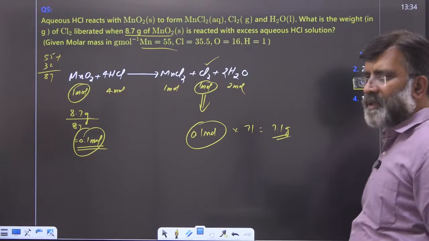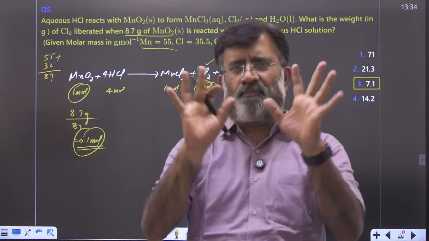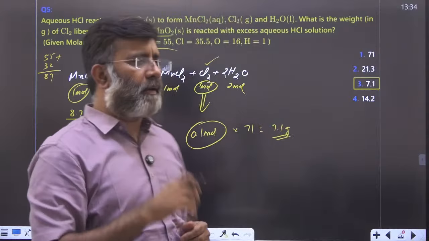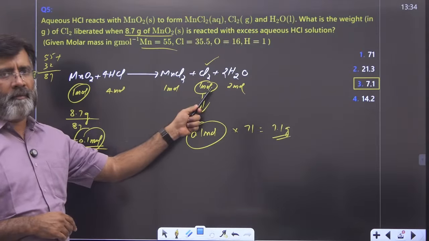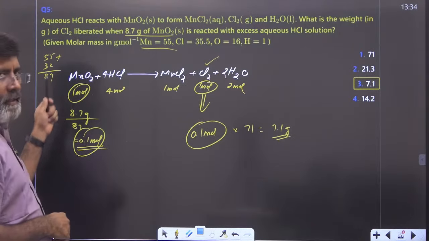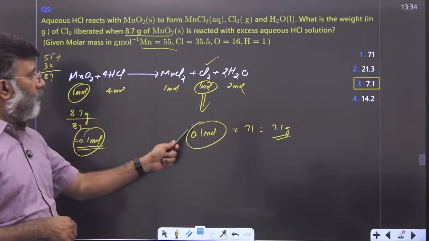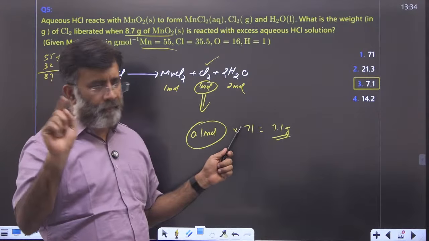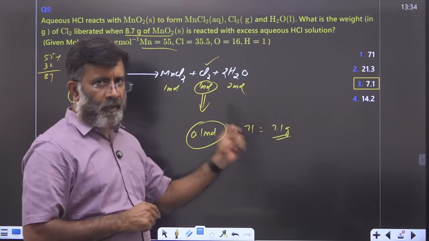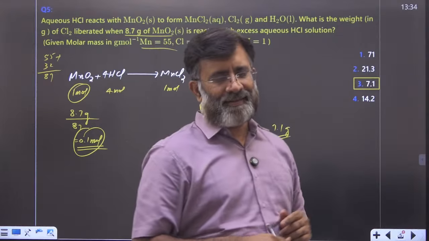So think about the reaction, a very simple reaction, many times encountered, which tells you 1 mole MnO2, you get 1 mole chlorine. 8.7 gram MnO2 means 8.7 by 87, 0.1 mole, you get 0.1 mole chlorine. Chlorine molar mass 35.5 into 2, 71. So 0.1 into 71, you get 7.1 gram, option 3, right? Next question.